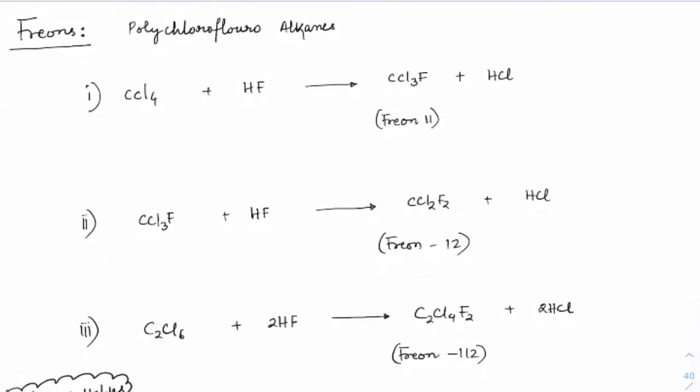Now let us come to the other kind of polyhalogens known as freons. Freons are nothing but polychlorofluoroalkanes. Which means we can have C X, Cl Y and some F Z kind of a form. This type of a form, what we call polychlorofluoroalkanes.